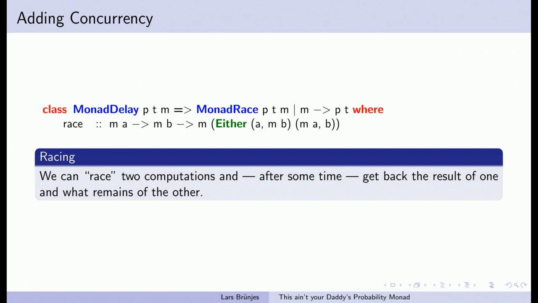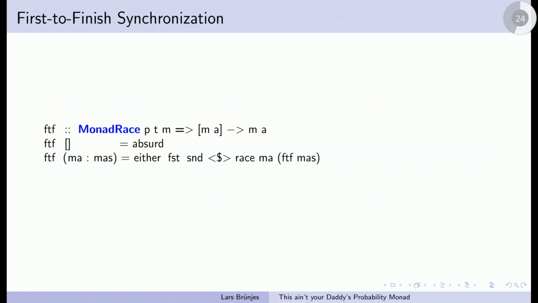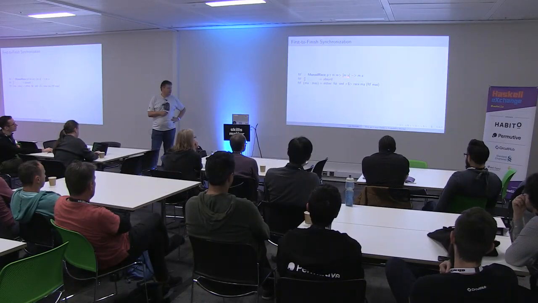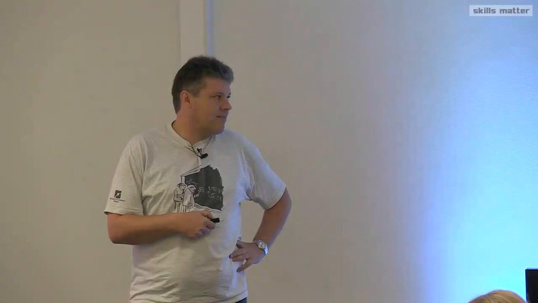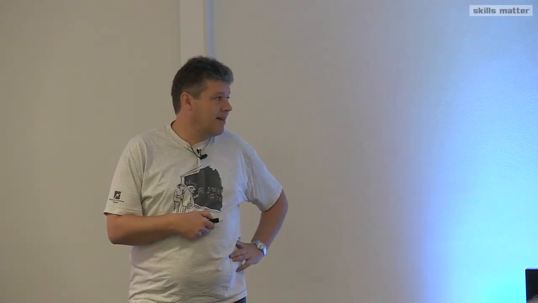And using this race, we can implement 2 interesting combinators that are very useful in practice. One is firstToFinish. So if I have 2 things that have the same return type, I simply wait for the first to finish and ignore the other one. And so we can do that for a whole list of things. So we have a list of computations that at some point might return an A, and we just want to wait for the first one.